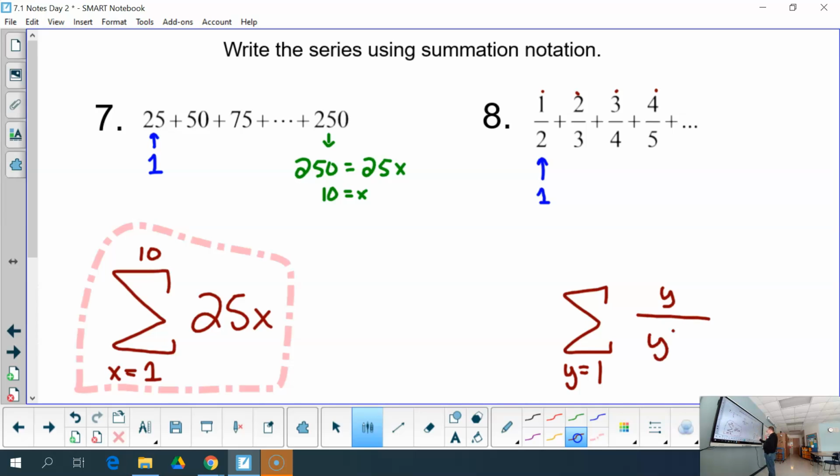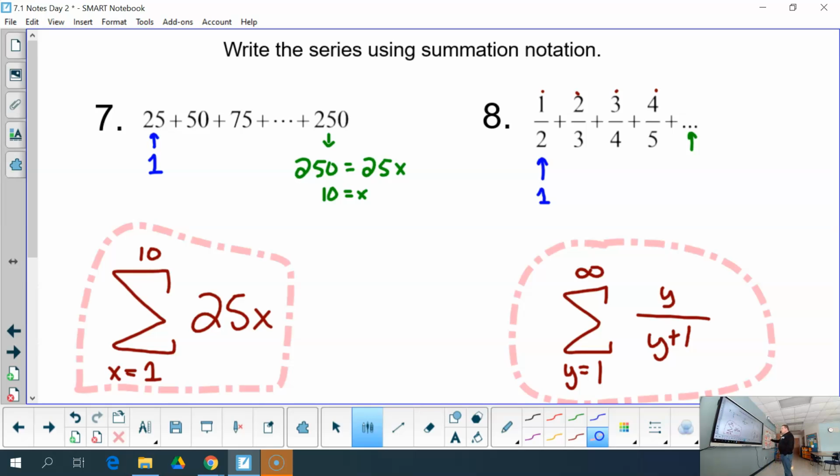Then I'm looking for a pattern, and that pattern would be y over y plus 1, because the top goes 1, 2, 3, 4 and the bottom is 2, 3, 4, 5, and that pattern would continue. Now these dots at the end signify that the pattern is going to go on forever and ever. So that says we're going to infinity. And that would be the summation notation for that.